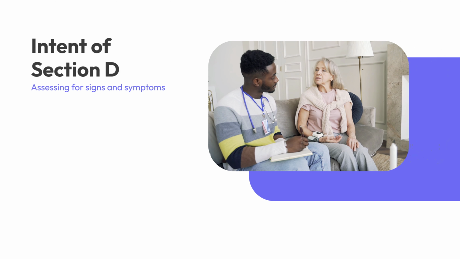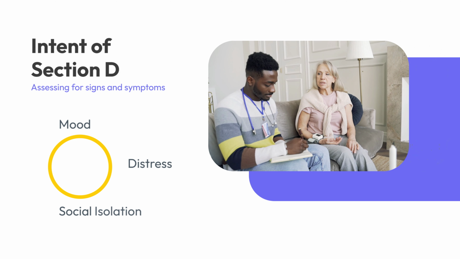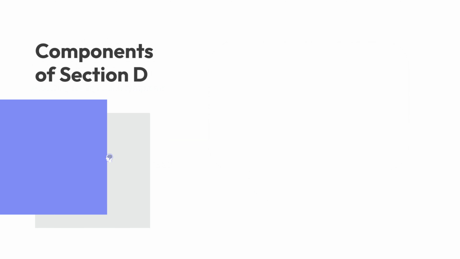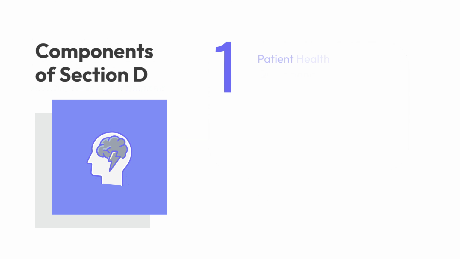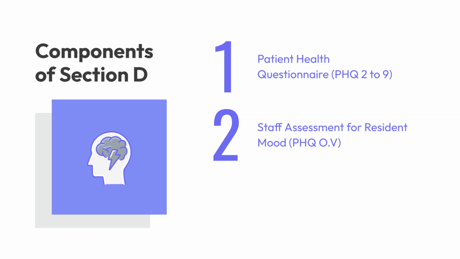The intention of this section is to assess the resident for signs and symptoms of mood distress and social isolation. Items included in this section will involve conducting a patient health questionnaire or staff assessment of resident mood and addressing any feelings of social isolation.